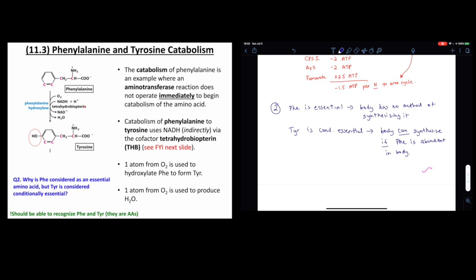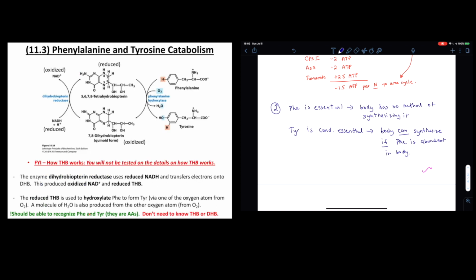Okay, so this just talks about the rest of the reaction there. I already mentioned this before. And yeah, you should be able to recognize phenylalanine and tyrosine, those structures, because those are 2 of the 20 amino acids that are important. Okay, this diagram is just showing you an FYI here. This is for your interest.